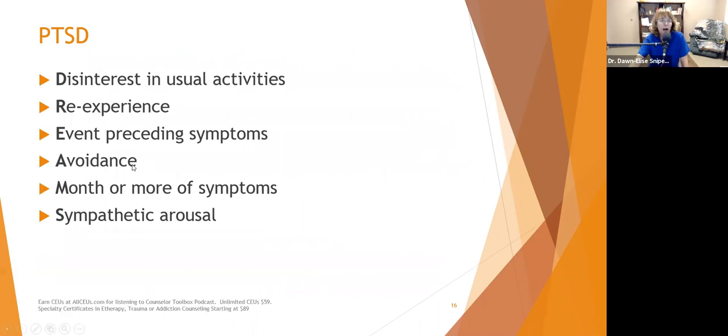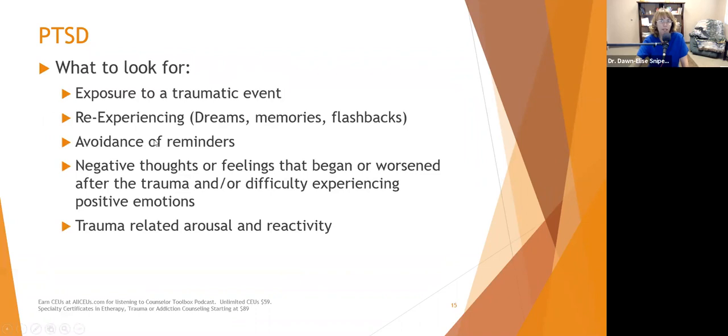The mnemonic for this is dreams. And remember, when you go to the DSM, you're going to want to look and see how many symptoms in each category: re-experiencing, avoidance, negative feeling states, and arousal. You need to know how many symptoms in each category are necessary for a diagnosis of PTSD. You will also want to know the duration the symptoms have to have lasted for PTSD versus acute stress disorder.